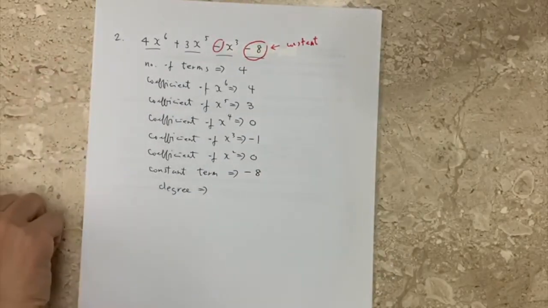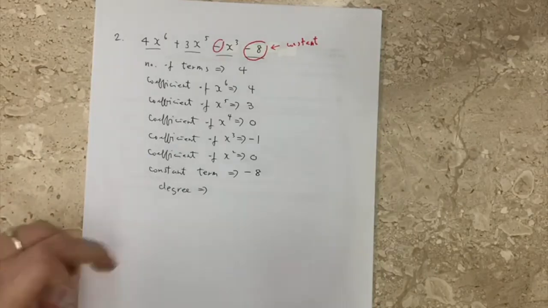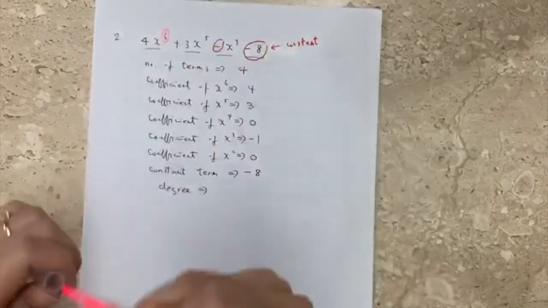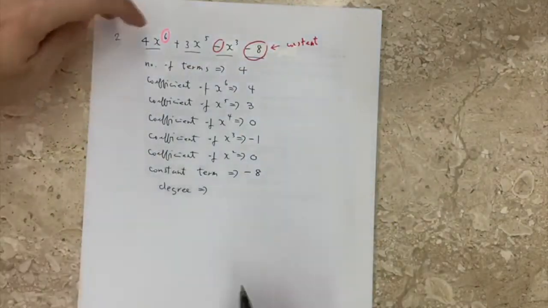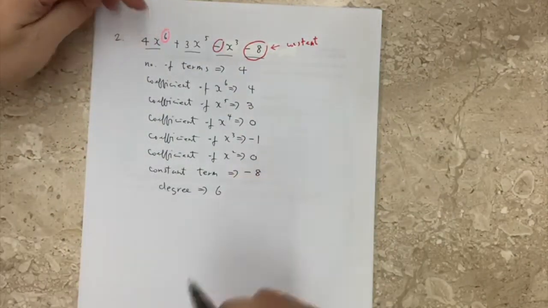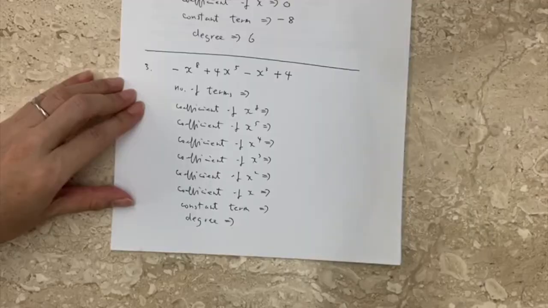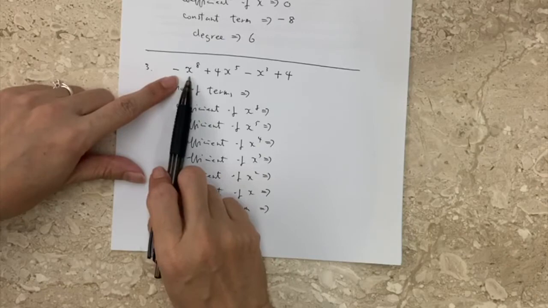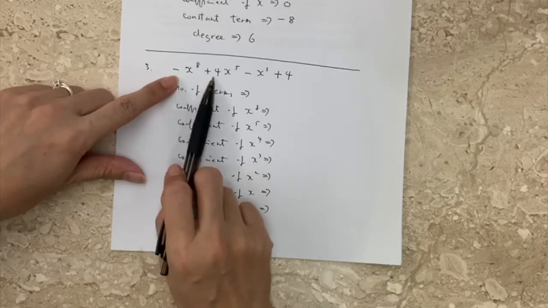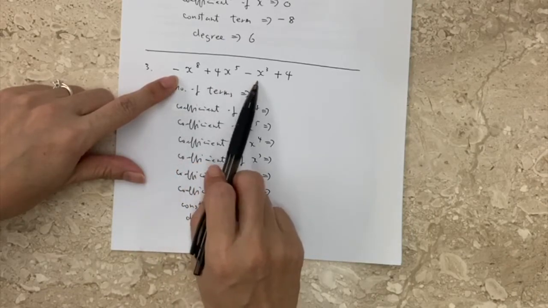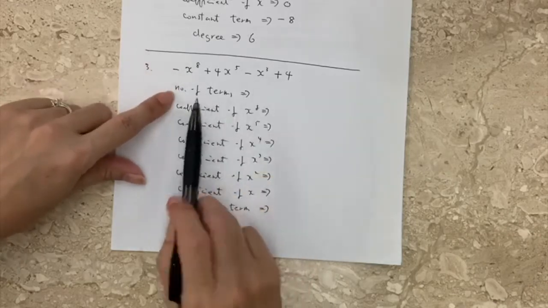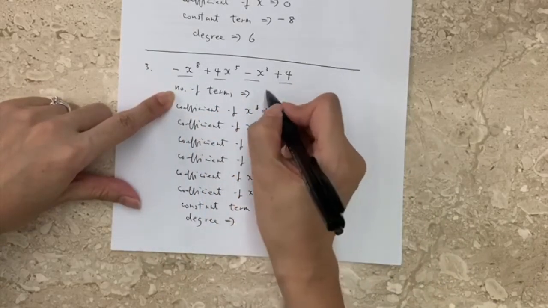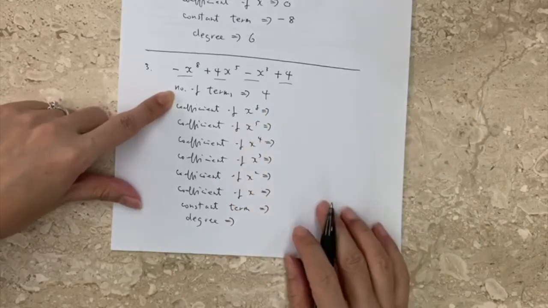Okay, and then finally we come to the degree. Degree only means the highest power of x, and that is 6, so the degree is 6. Alright, so another polynomial here. So this is minus x to the power 8, and then plus 4x to the power 5 minus x to the power 3, and then plus 4. Okay, so how many terms? So 1, 2, 3 and 4. So there are 4 terms in this polynomial.